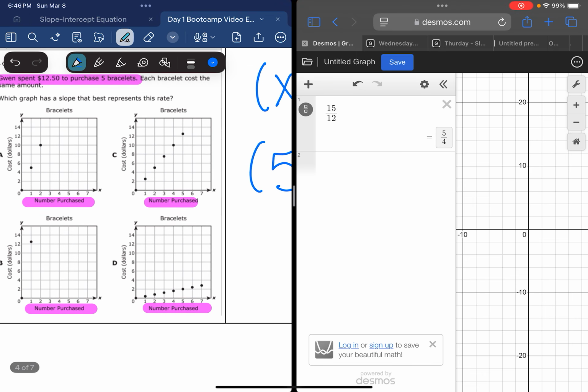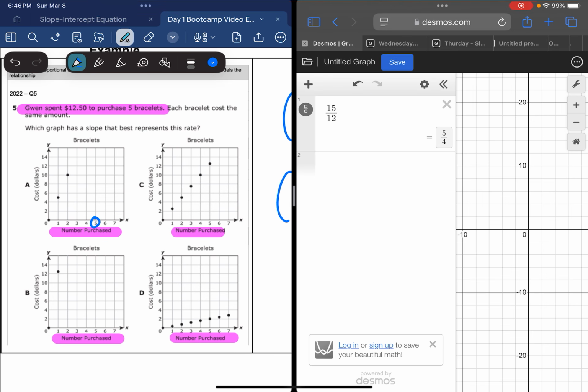Okay, so when X is 5, Y should be 12.50. This one does not have any point up here at 12.50. That one is wrong. Again, when X is 5, Y is 12.50. This is above 12, so that's a possible answer. When X is 5, there is no point here at 12. That is incorrect. And when X is 5, it says that Y is 2. So that is incorrect. Our correct answer here is C, as in cat.